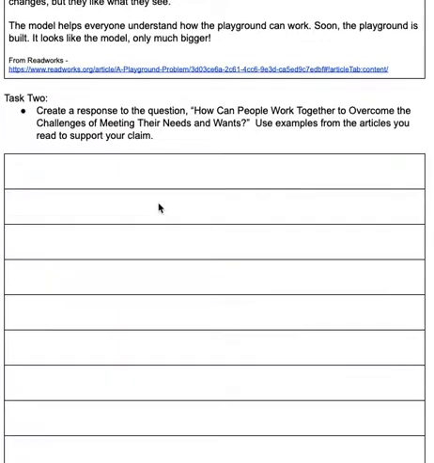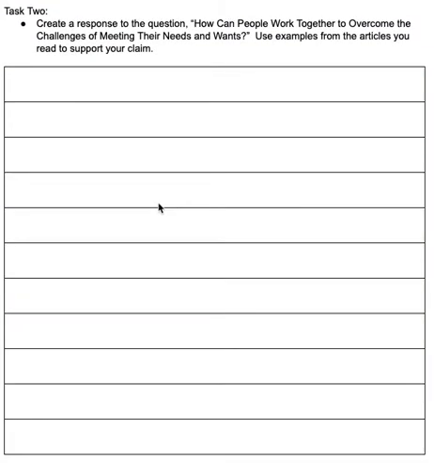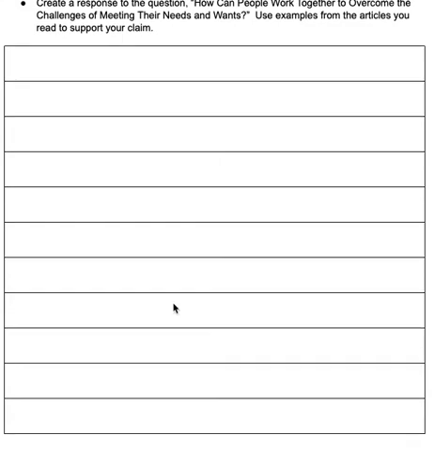Okay, so task 2, in response to the question, how can people work together? I'm asking students to use examples to support a claim. How is it that we can work as a community in Jamestown, in Chautauqua County, in New York State, in the United States, to try to solve issues, shortages, scarcity, work together to solve our needs and wants?